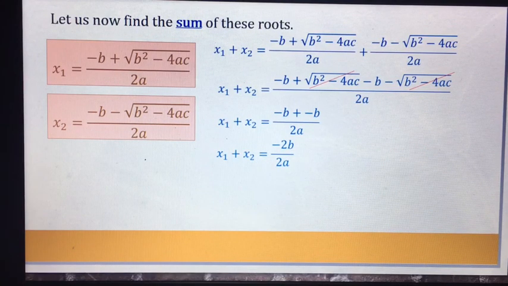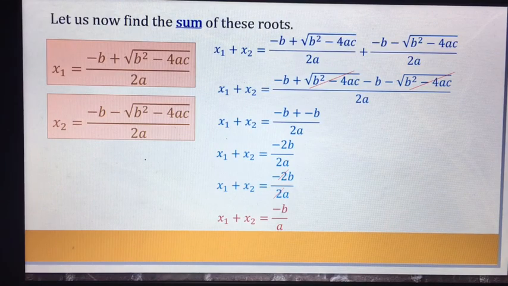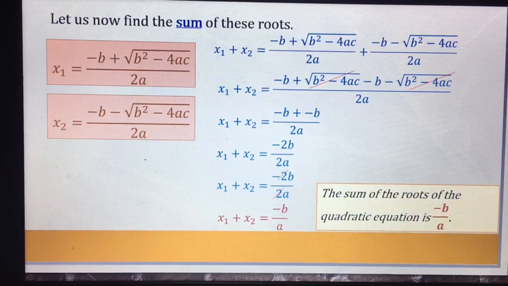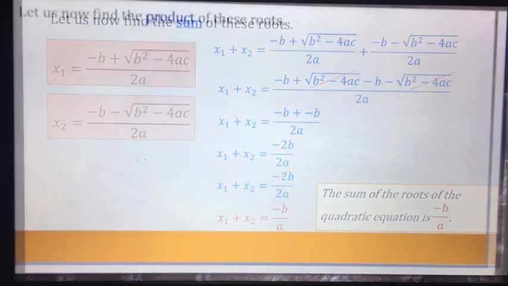Negative b plus negative b: by the rules for adding integers, if they have like signs, just add and copy their common sign. So that is negative 2b over 2a. Then we factor out the 2 and cancel it, and the answer would be negative b over a. Therefore, the sum of the roots of the quadratic equation is negative b over a.